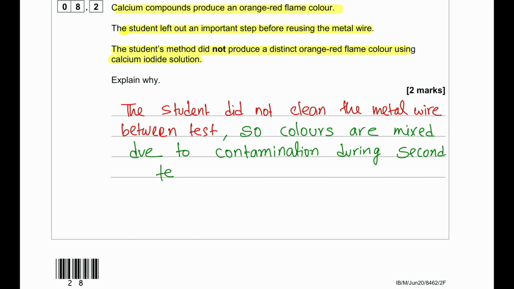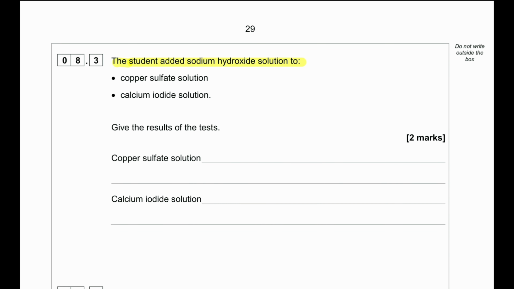The student added sodium hydroxide solution to copper sulfate solution and calcium iodide solution. Sodium hydroxide with copper will give a blue precipitate. Sodium hydroxide with calcium iodide solution will give a white precipitate.